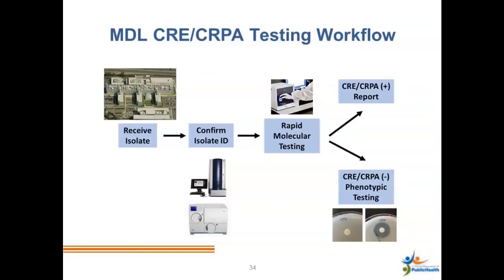When CRE, CRPA isolates are received by MDL, the species identification is verified by MALDI-TOF or VITEK. Next, rapid molecular testing is done using the Xpert Carba-R. If a carbapenemase gene is detected, the results are reported. If no carbapenemase gene is detected, phenotypic testing is done using the mCIM. This testing is performed to test for the presence of a carbapenemase gene not detected by the Xpert Carba-R. If a submitter has already performed molecular testing on a carbapenem-resistant organism and failed to detect a carbapenemase gene, MDL will not repeat the molecular testing, but will instead perform phenotypic testing following isolate ID confirmation.